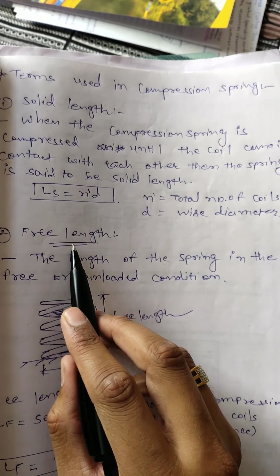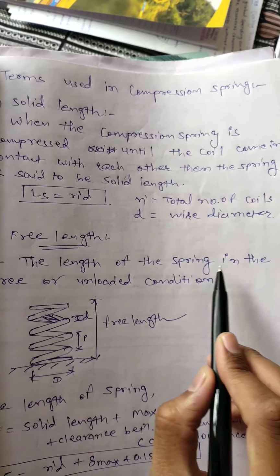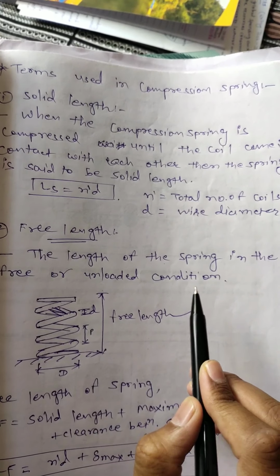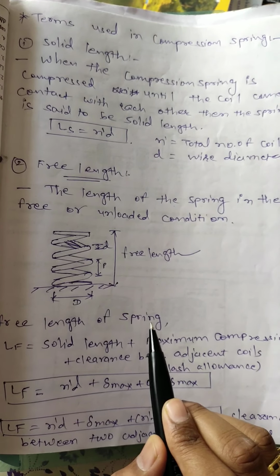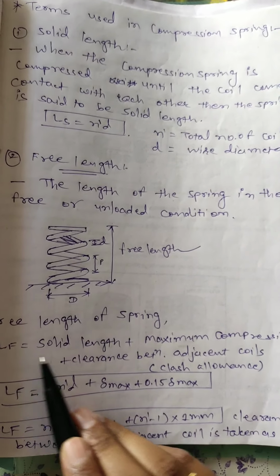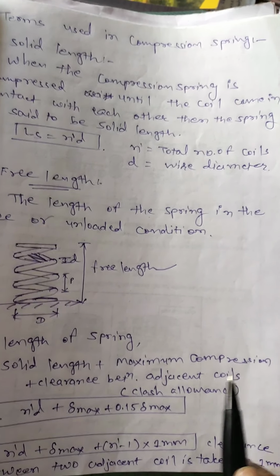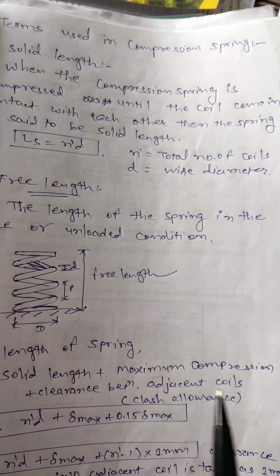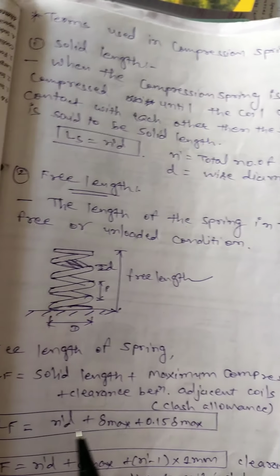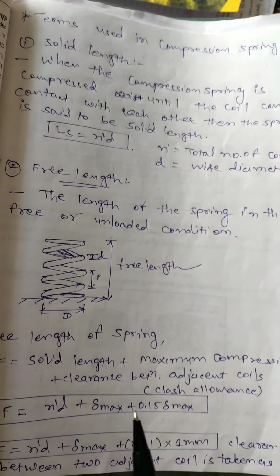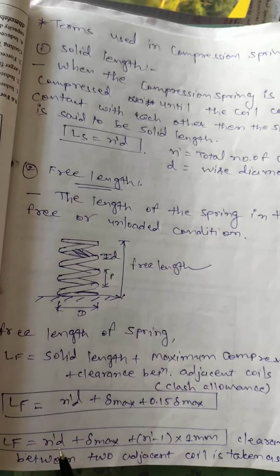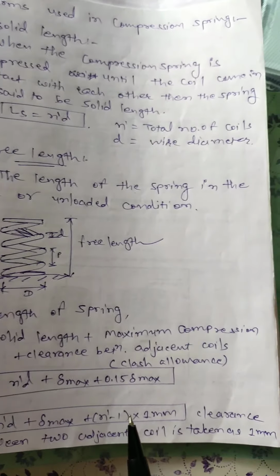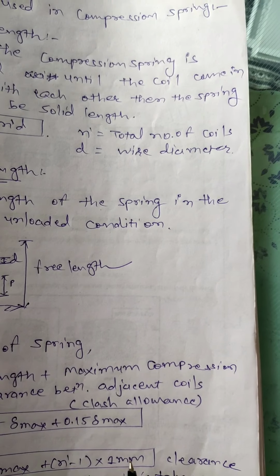Second is the free length, which is the length of the spring in the free or unloaded condition. The free length can be found from the equation: LF is equal to solid length plus maximum compression plus clearance between adjacent coils. LF is equal to N dash d plus delta maximum plus 0.15 delta maximum. When the clearance is provided, the equation is LF is equal to N dash d plus delta maximum plus (N dash minus 1) into 1 mm. This is the free length.